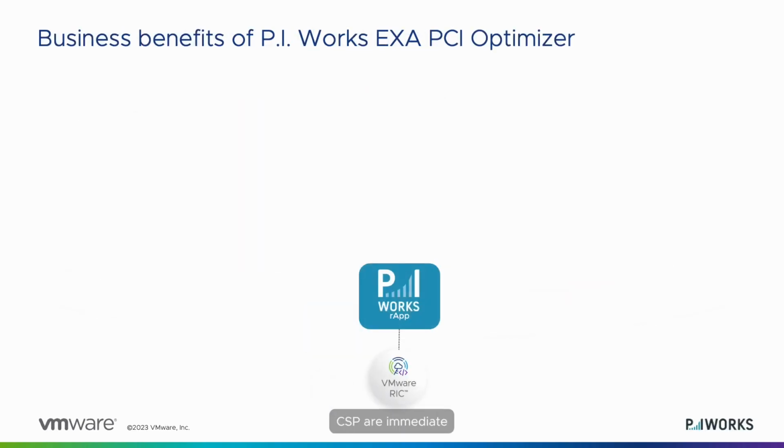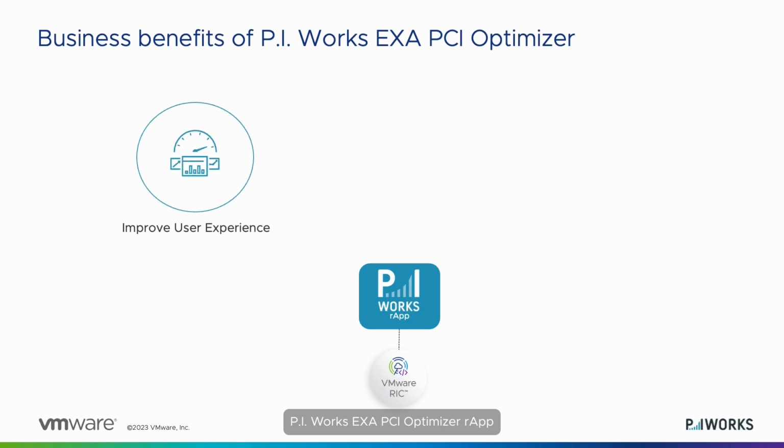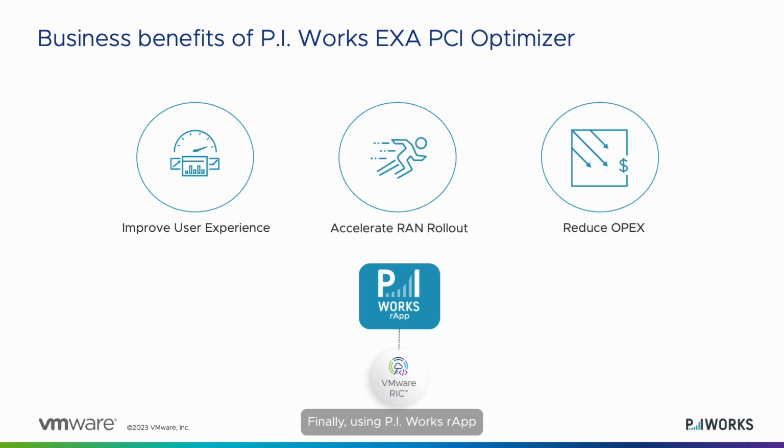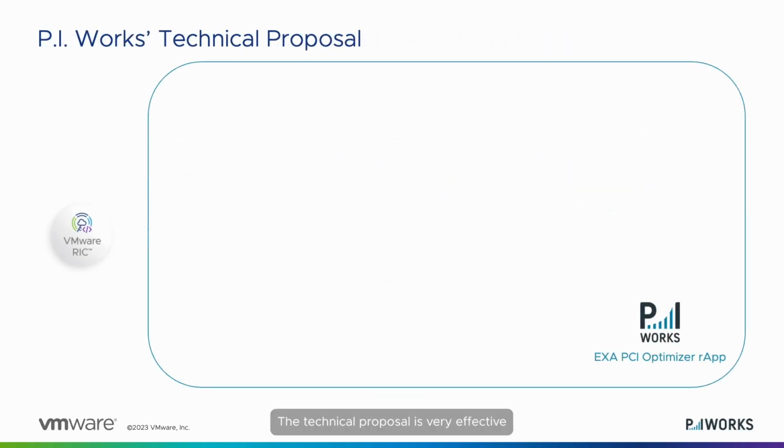The benefits for the CSP are immediate. PIWorks EXA PCI Optimizer rApp periodically optimizes the network, finding the optimal PCI plan at each iteration, thus avoiding any conflict that impacts performance. This precise PCI conflict detection and remediation also enables faster rollouts by reducing deployment issues. Finally, using PIWorks rApp, CSPs can automate highly time-consuming operations, such as PCI planning and application of PCI changes, thus reducing operational costs.